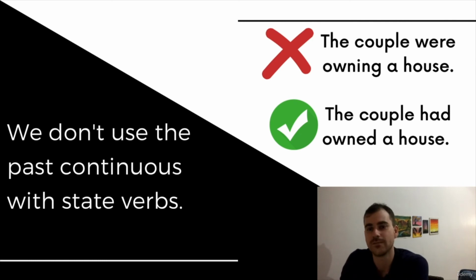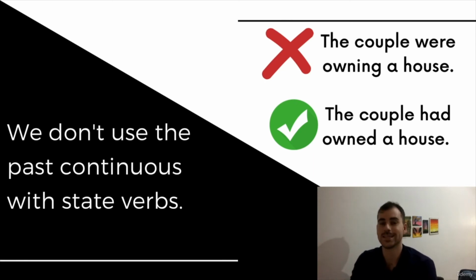I covered state verbs in some of the other lessons, but basically, state verbs are verbs which describe a state of being. They don't describe an action. That's the end of the advanced rules for past continuous. We're going to do a short quiz to test your knowledge.